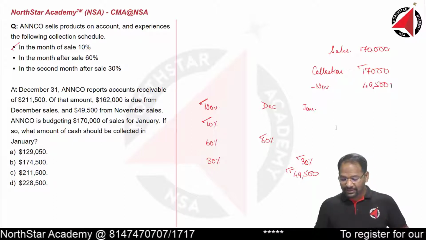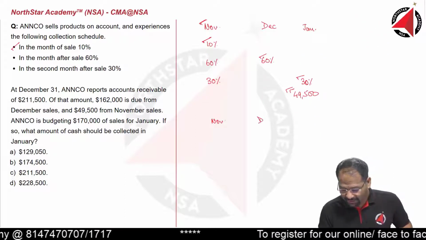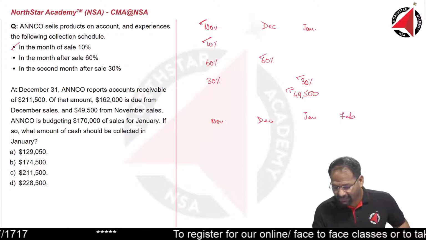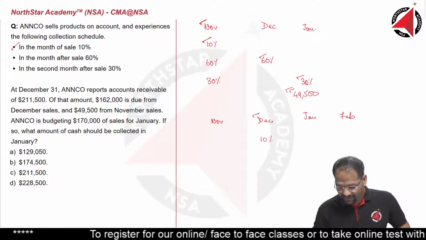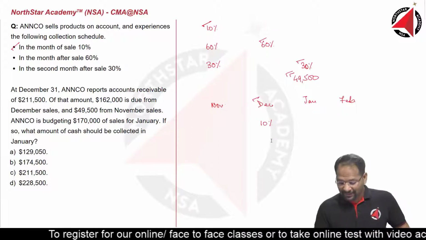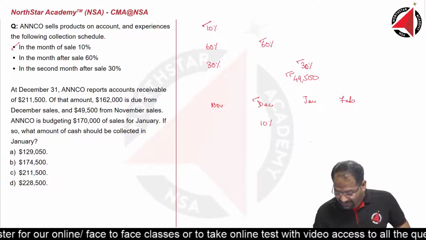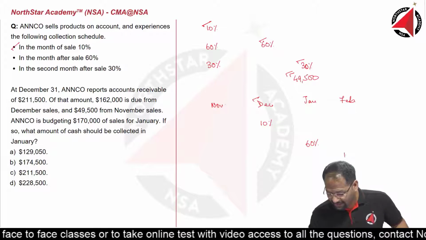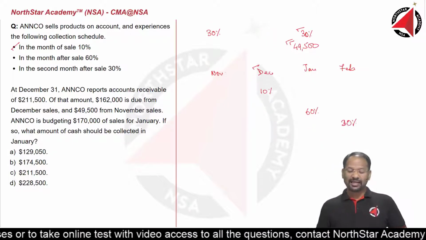Now let's look at the other sales. November, December, January and February. We will look at December sales. Again, the collection pattern is 10% in the month of December, then 60% in the month of January, and in the month of February another 30% shall be collected. This is the collection pattern.